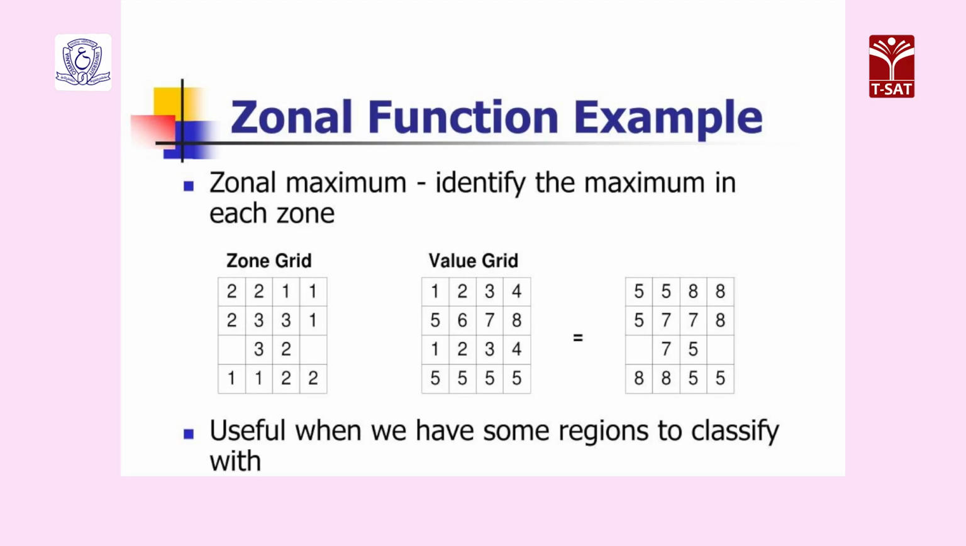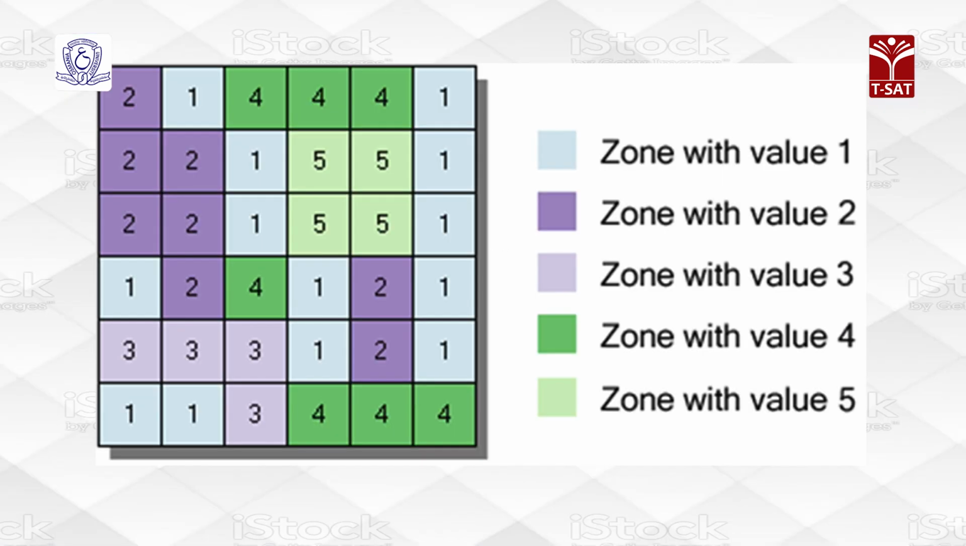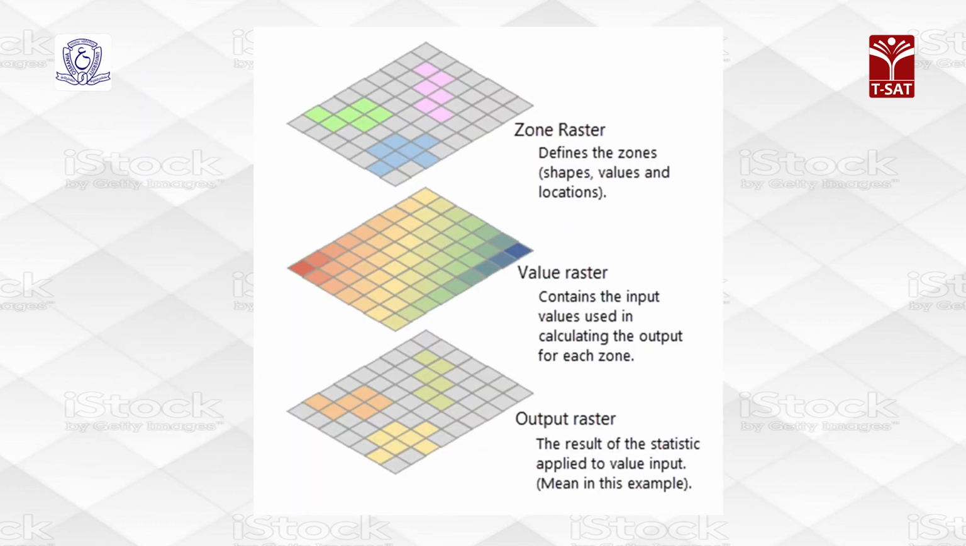Zonal functions. A zonal function processes the data of the grid in such a way that the cells of the same zone are analyzed as a group. A zone consists of a number of cells that may or may not be contiguous. A typical zonal function requires 2 grids: a zone grid, which defines the size, shape and location of each zone, and a value grid, which is to be processed for analysis.